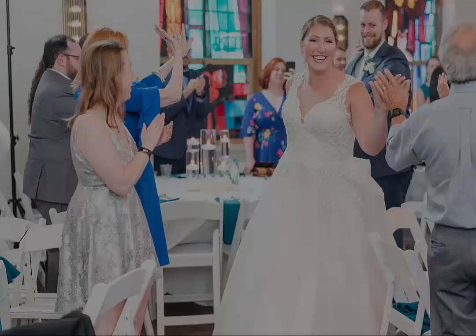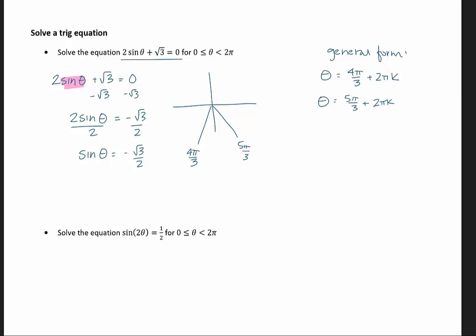Now, this is saying I have to be super restrictive between 0 and 2 pi. And so to be between 0 and 2 pi, I know that if I add a whole other revolution, I'm going to pass 2 pi. So the only answers here are 4 pi over 3 and 5 pi over 3. So there are no other answers between 0 and 2 pi. And that's it.